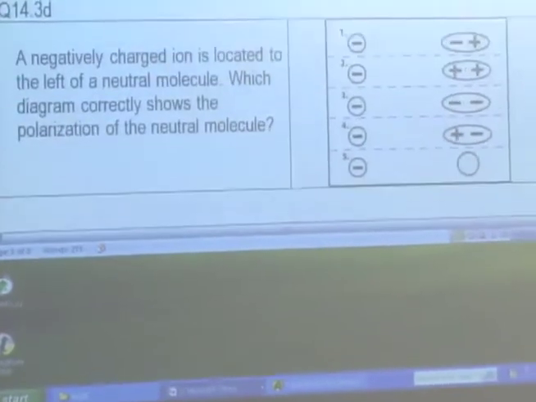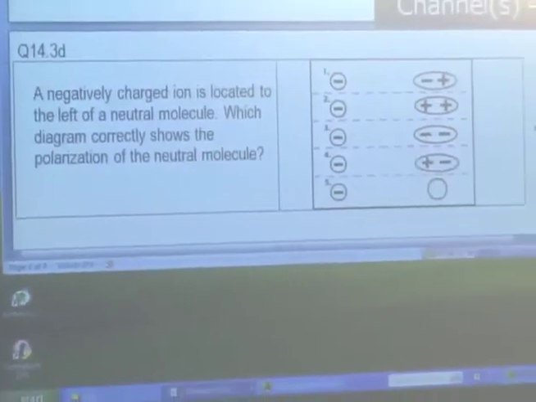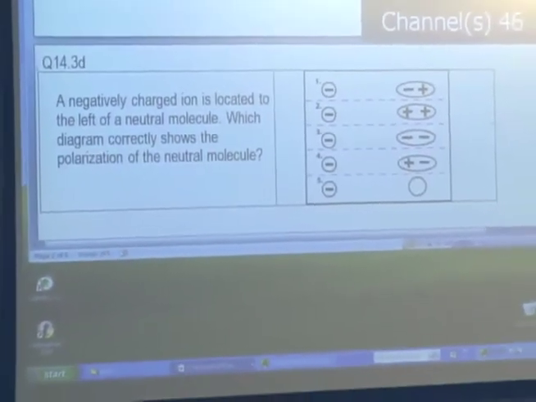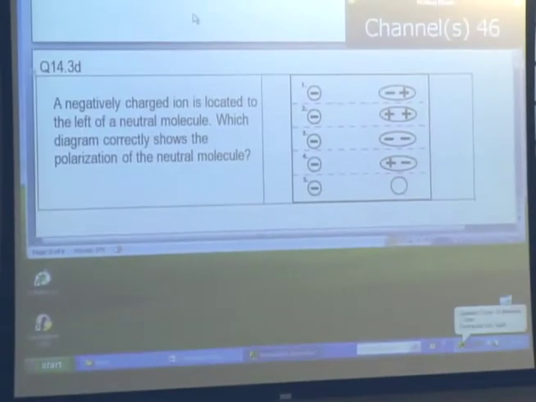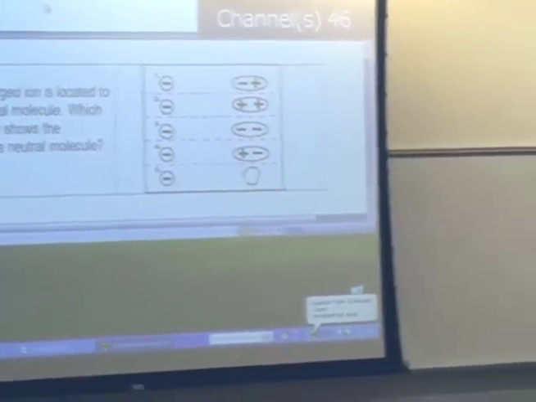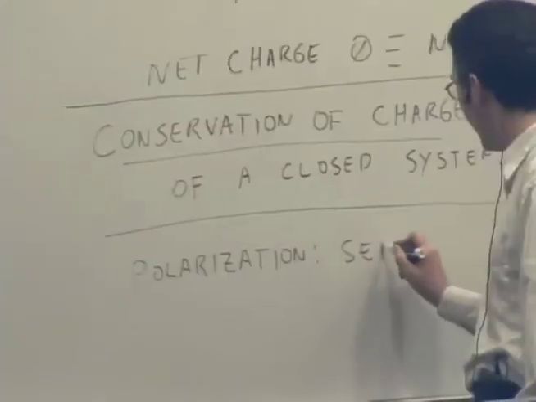Well, what if we brought a negative point charge near a neutral molecule? How is it going to polarize? Which of those pictures would show the correct polarization? This term polarization is just another way of saying a separation of charge, by the way.